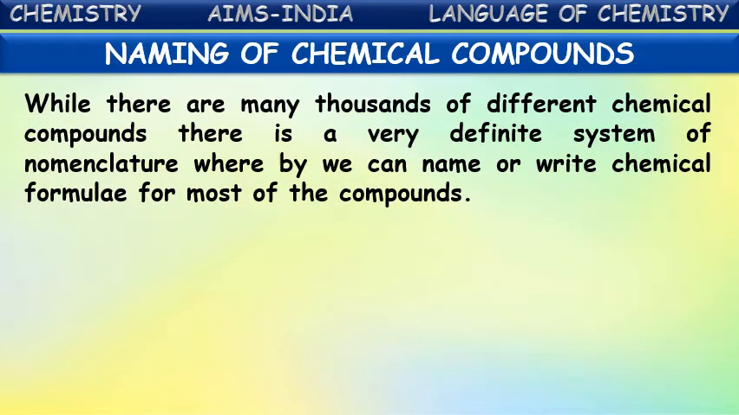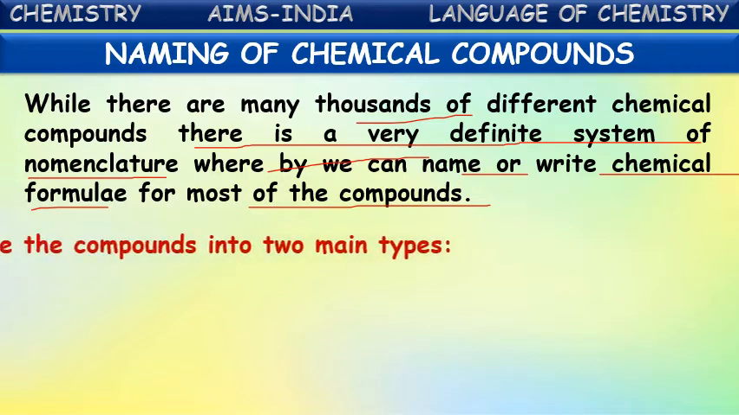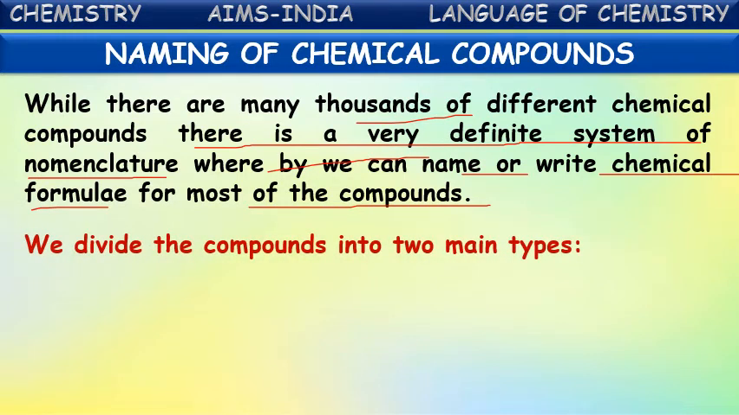Let's see. While there are many thousands of different chemical compounds, there is a very definite system of nomenclature whereby we can name or write chemical formulae for most of the compounds. So we have particular rules to write the nomenclature. Nomenclature is nothing but naming, how to name the compounds. Those rules we have to follow while naming the compounds, as we have thousands of different chemical compounds. See how we have to start naming.